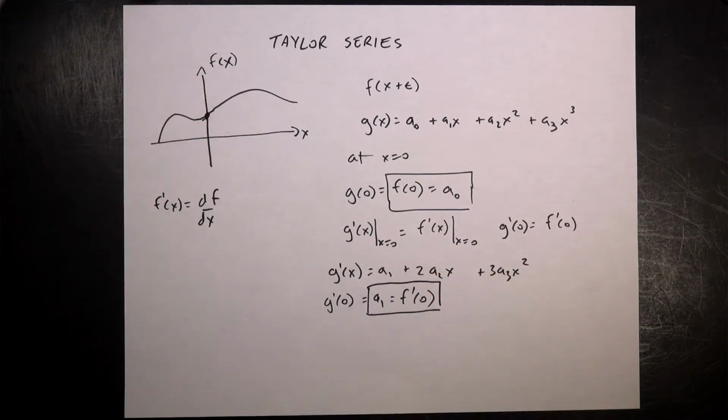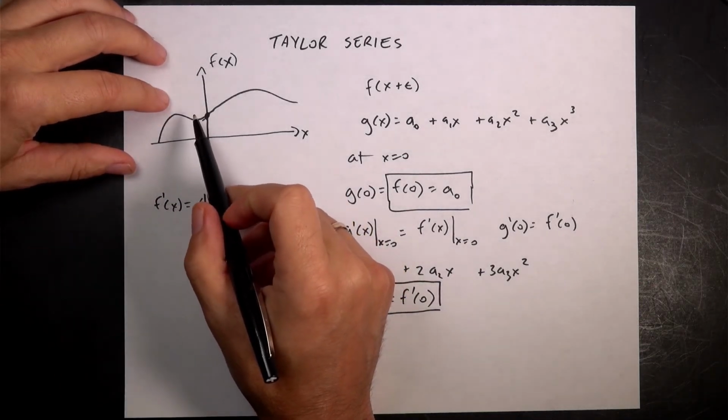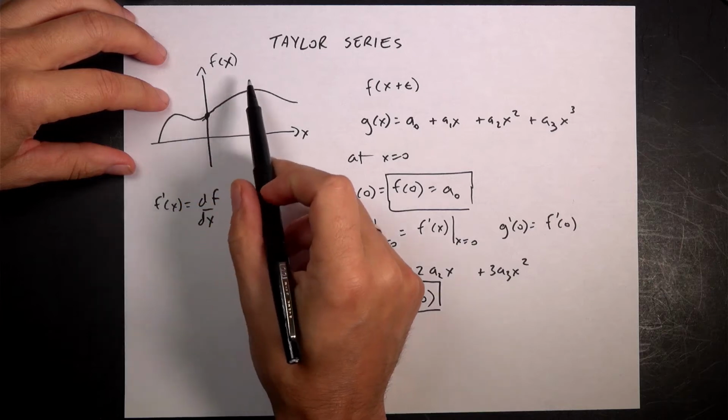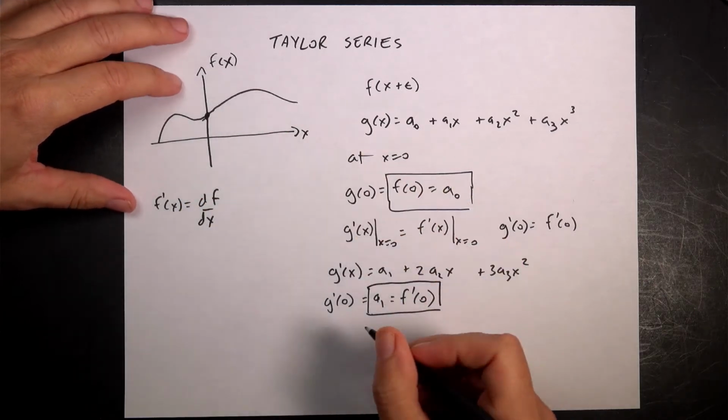Okay, let's do it again. I also want the curvature to be the same, right? The curvature is the second derivative. So I want the second derivative to match up too. So I can do the same thing.